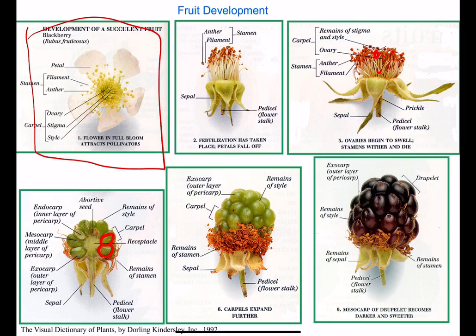The ovaries start to swell up once pollination and fertilization have taken place. And by the time the seeds are fully mature and ready to be dispersed, so that the sporophyte can grow from the embryo of the seed, then the fruit is going to become ripe, and it's going to either be attractive to some animal to hopefully be ingested, or somehow those seeds are going to get out.